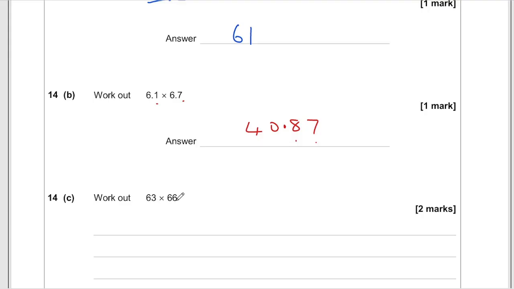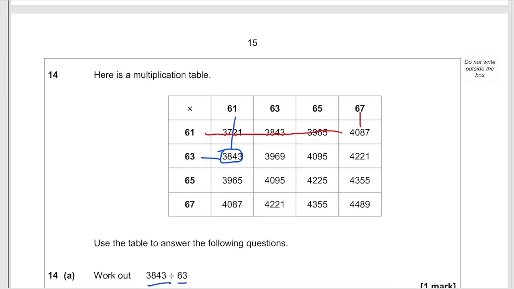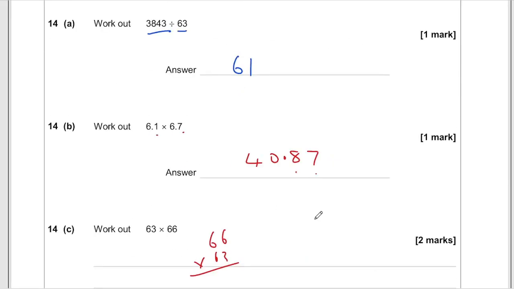And then this one, 63 times 66. So I could just do 63 times 66 this way. But if I think about it logically and I look up here, if I did 63 times 66, it's going to be somewhere between these two numbers, right? Well, I know 63 times 65 is 4,095.